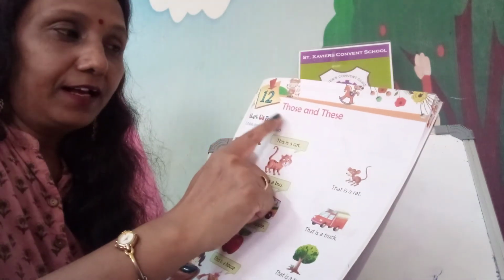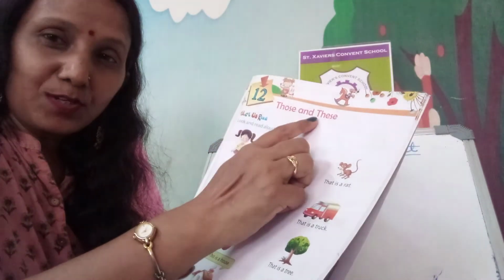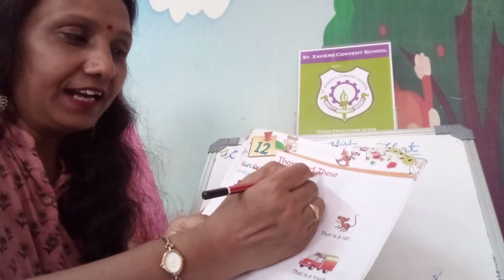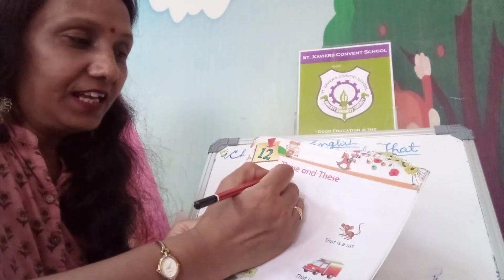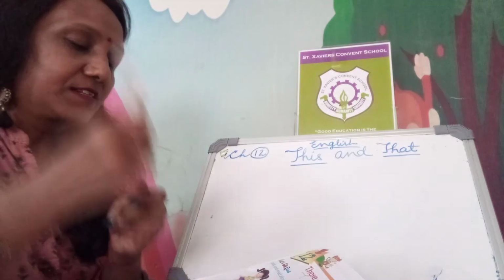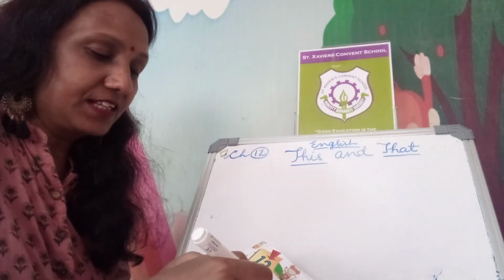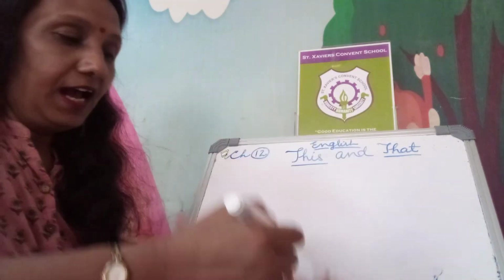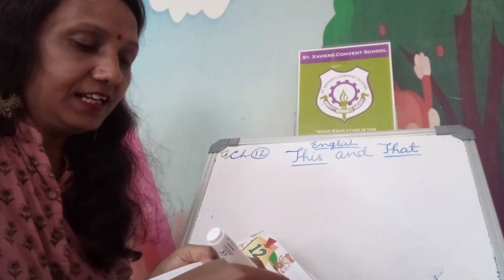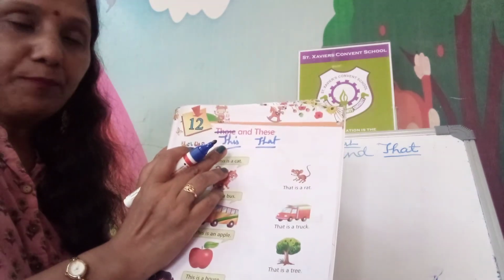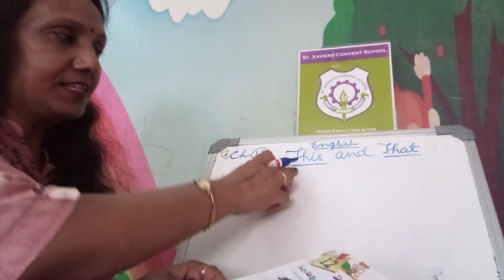Here in chapter number 12, the topic is written wrong. You have to just cut it and write here "this and that." Spelling of this: T-H-I-S, this, and T-H-A-T, that. Okay, so the chapter name is wrong in the book. You have just corrected it to "this and that."